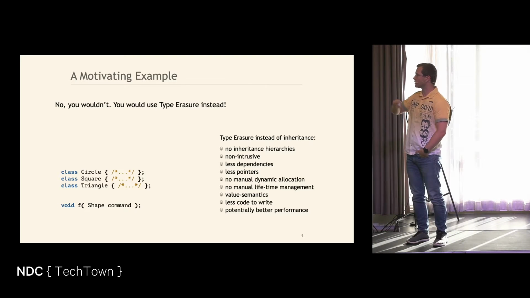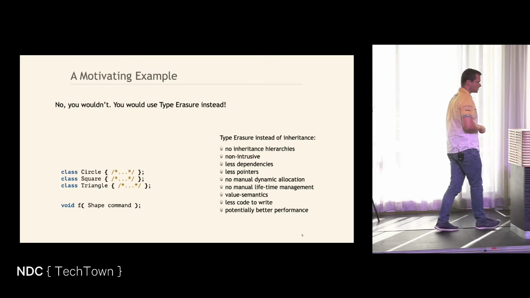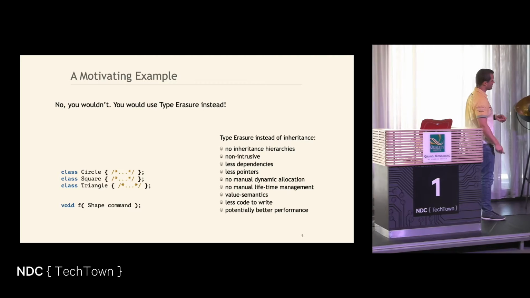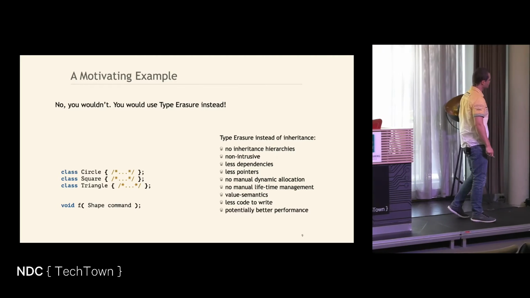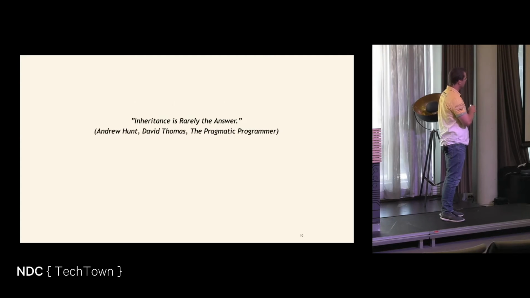So that's exactly what we want to do. We want to write this shape, this wrapper that allows us to deal with any kind of shape, anything that has a certain set of properties, and we want it to be faster. So how do we do that?